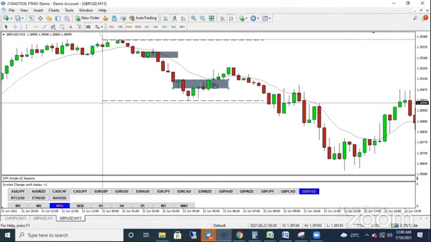So when price broke above, our focus is now on this bearish candle here. Our focus is basically on the bearish candle. And when price came back and broke beneath it, we're basically sellers.